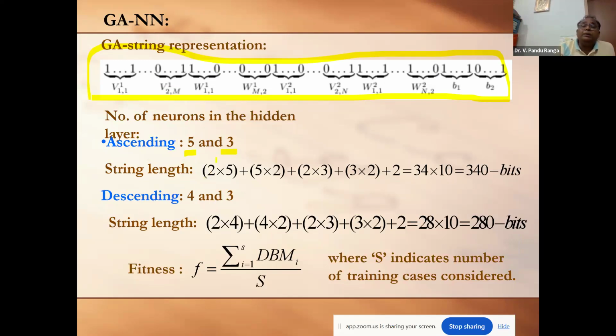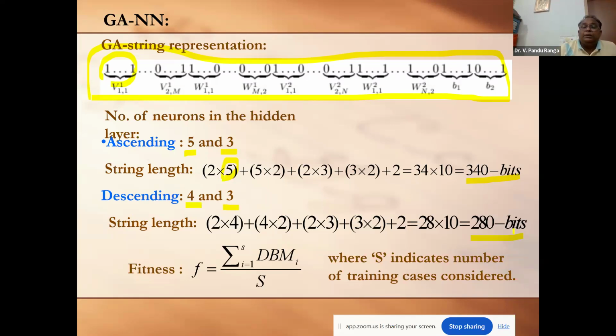For each variable that we are using, 5 bits are used to represent it, and finally one population is represented with the help of 340 bits while ascending the staircase. Similarly, while descending, we have also conducted some study and obtained 4 and 3 hidden neurons in the first and second module of the neural network, and found it to have 280 bits.